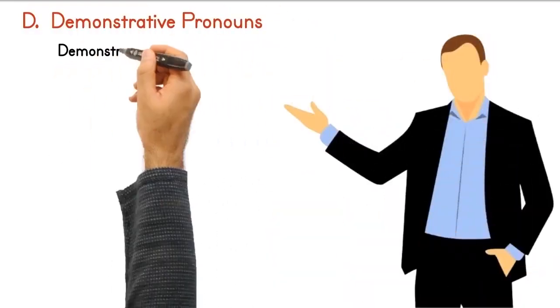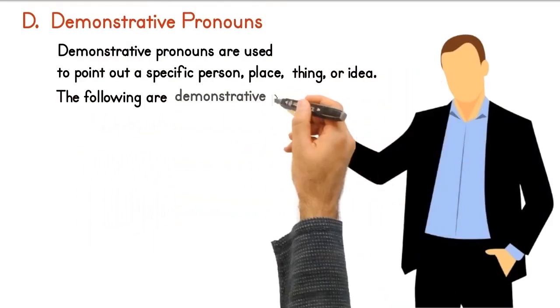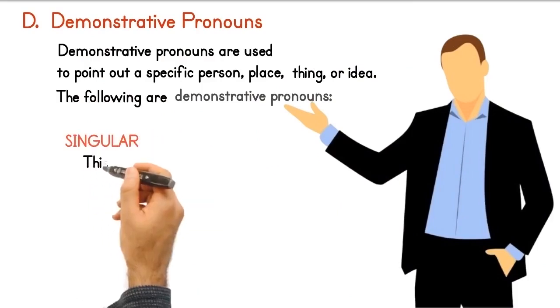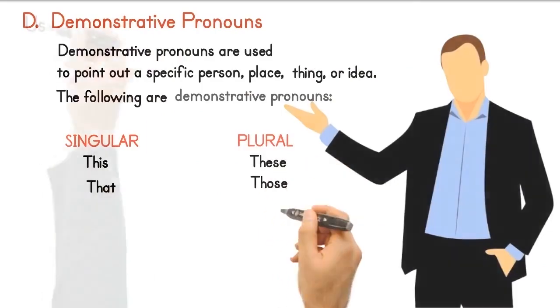Demonstrative pronouns are used to point out a specific person, place, thing, or idea. The following are demonstrative pronouns: singular, this, that; plural, these, those.